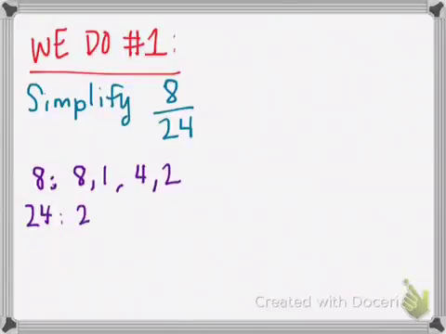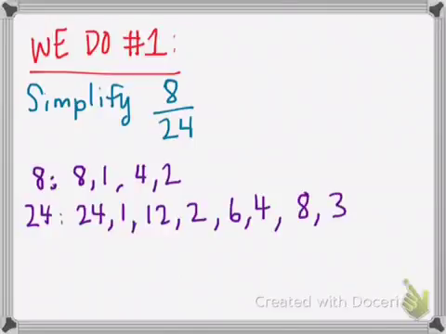First of all, I know I can do 24 times 1 because that's 24. I can also do 12 times 2 because 12 times 2 is 24. I can do 6 and 4 because 6 times 4 is 24. And I can do 8 and 3 because I know 8 times 3 is 24. So these are the factors of 8 and 24. That's step 1, list the factors.